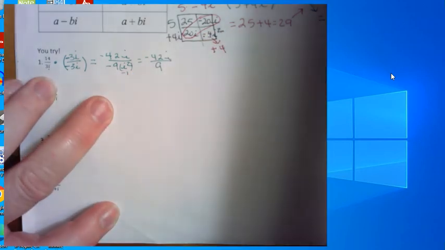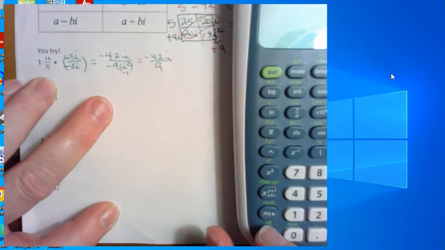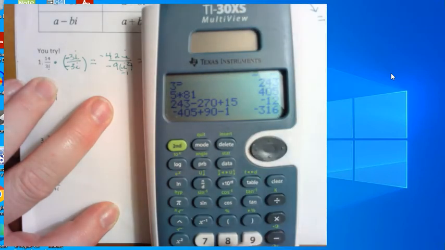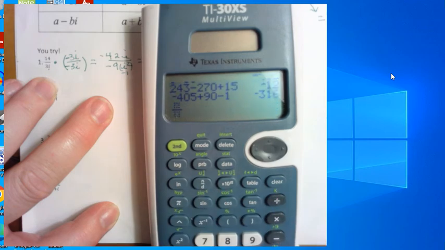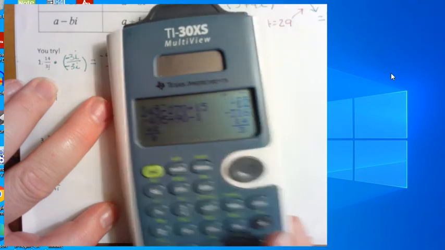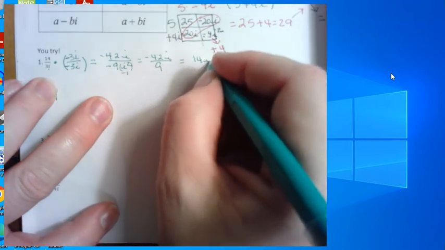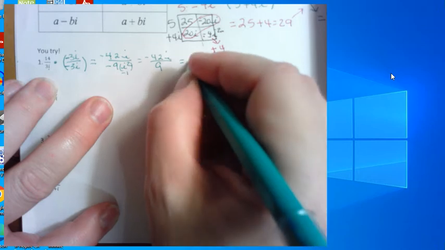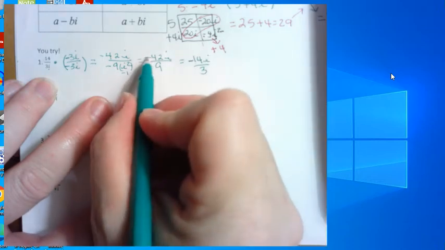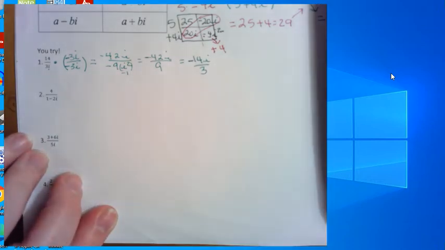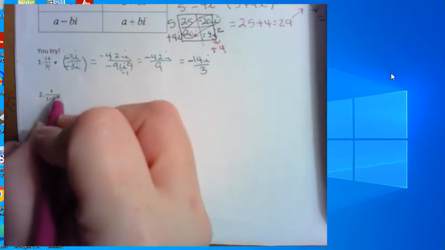Now, if you want to put this in your calculator, I happen to recognize that if I do 42 over 9, it's going to simplify to 14 thirds. So this is 14i over 3, and it is negative. I don't want to lose this negative. Okay, there's that one. All right, let's do this one.